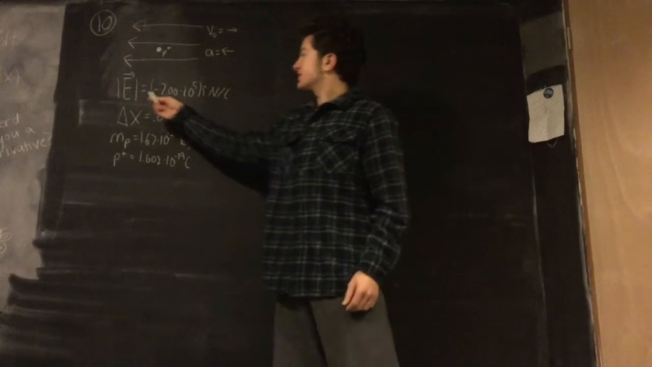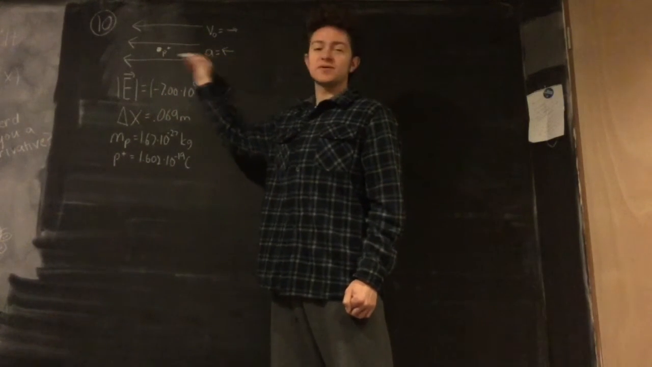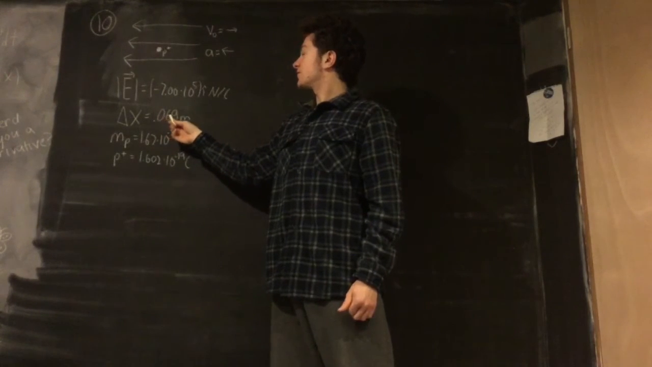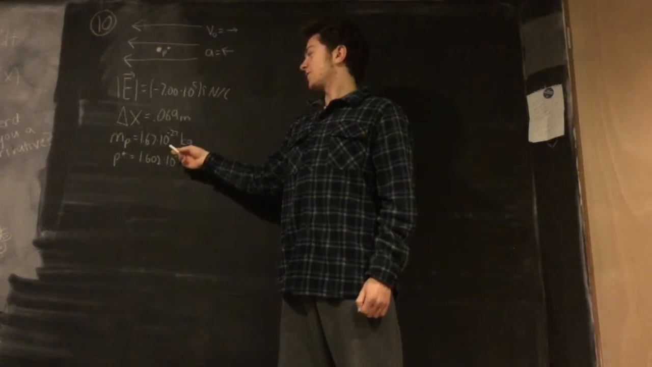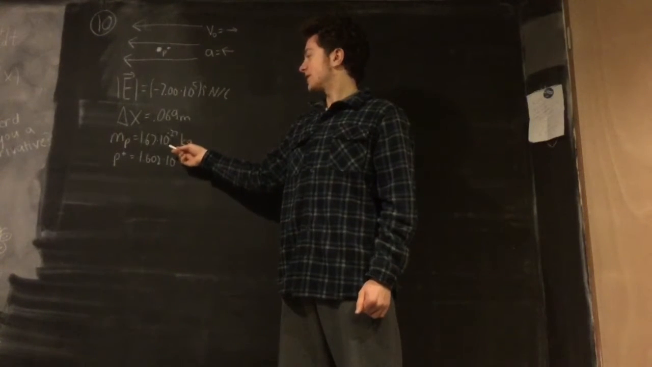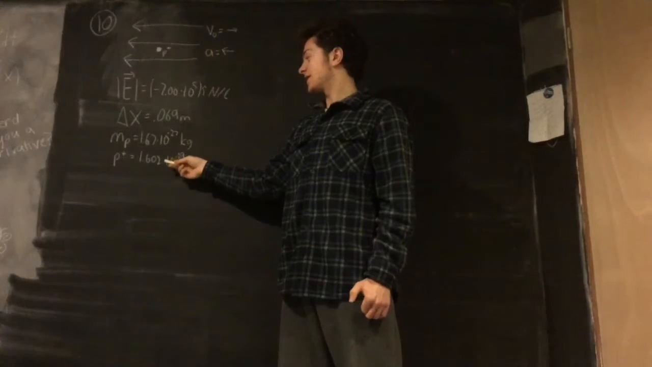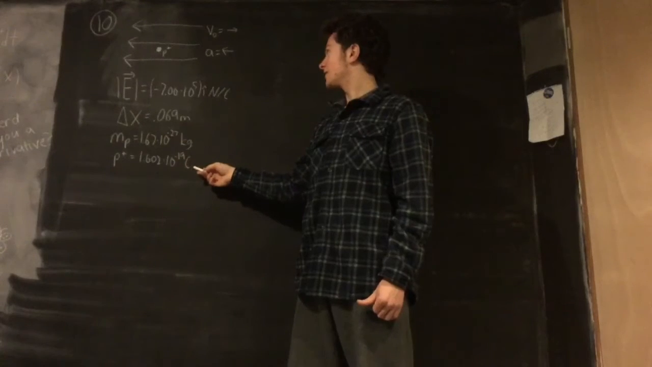Alright, so the problem states there's an electric field in the negative i hat direction, which is going to point to the left. And it tells us that the distance the proton travels before stopping is 0.069 meters. And from our previous knowledge, we know that the mass of a proton is 1.69 times 10 to the negative 27 kilograms, and that it has a charge of 1.602 times 10 to the negative 19 coulombs.